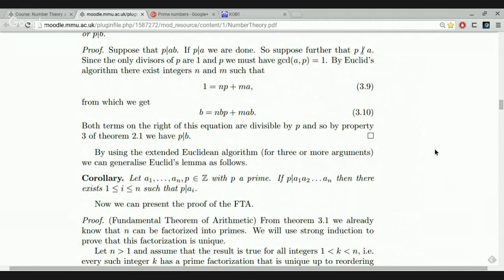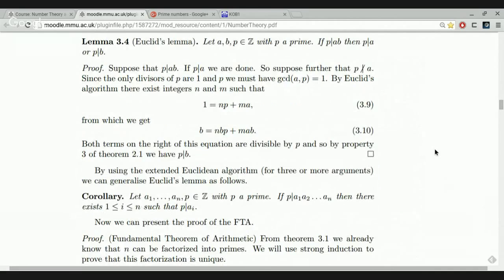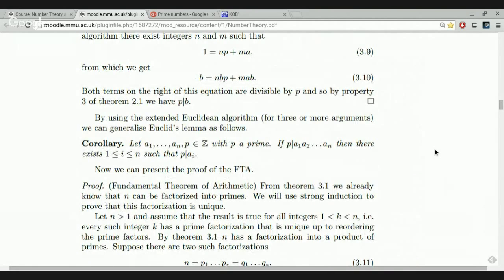Now you can easily generalize this lemma to more than two factors. So we stated it there as if p divides the product of two things, it must divide one of them. Well, you just rerun the argument. You can easily generalize it to any number of factors. So we know if p divides a product of any amount of factors, a1 up to an, it must divide at least one of them.